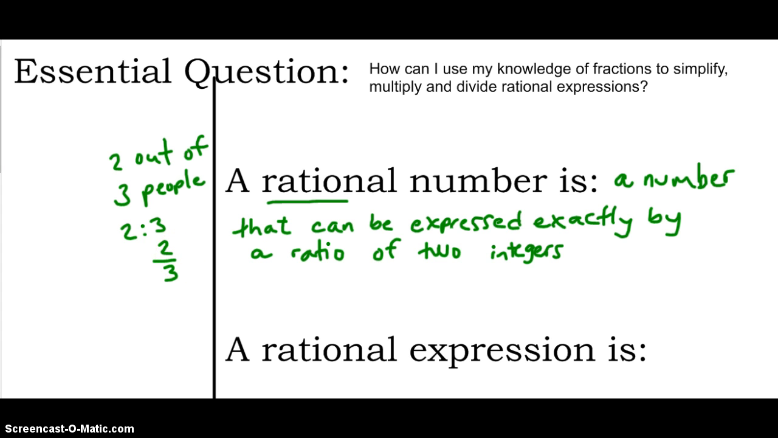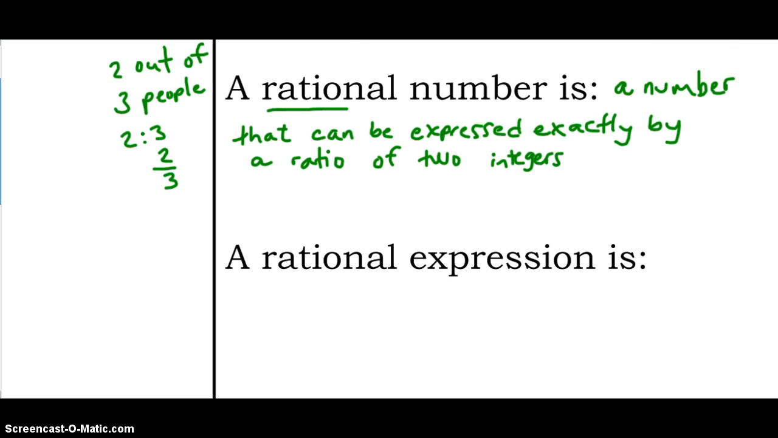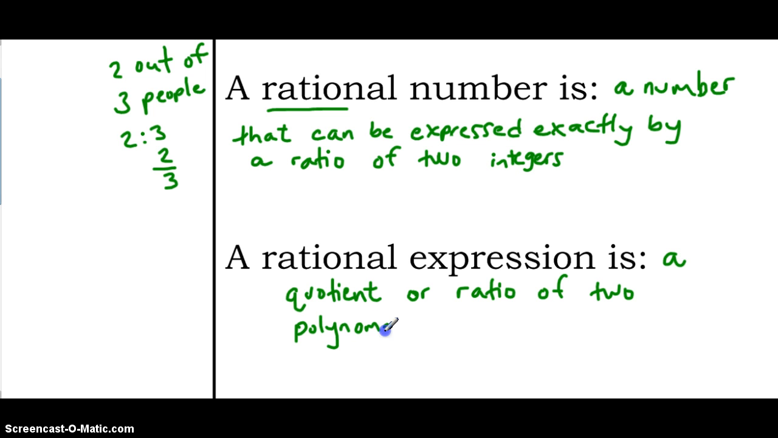A rational expression then is a quotient or a ratio of two polynomials. A quotient, because we can say this is a quotient, 2 divided by 3. So a rational expression would be a quotient or a ratio of two polynomials. So instead of integers, we're going to have polynomials. And one of our polynomials could be an integer.